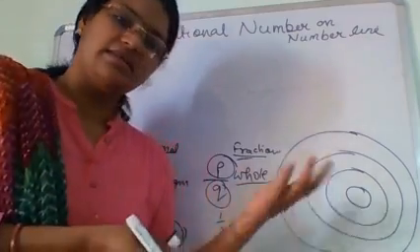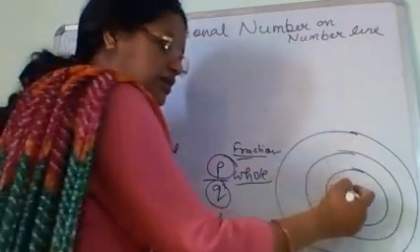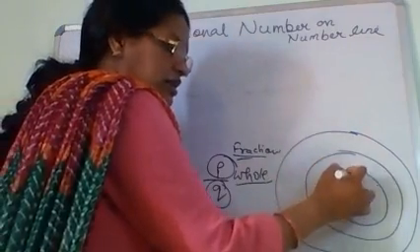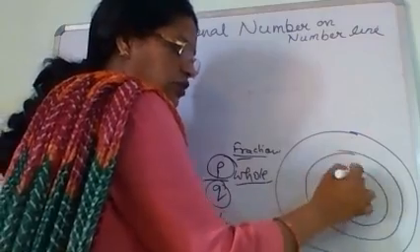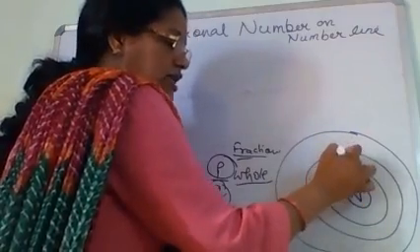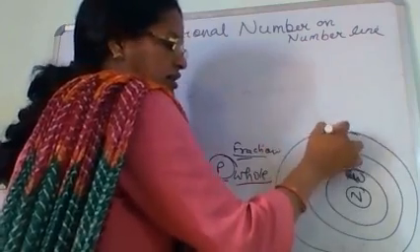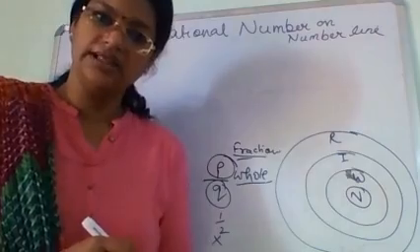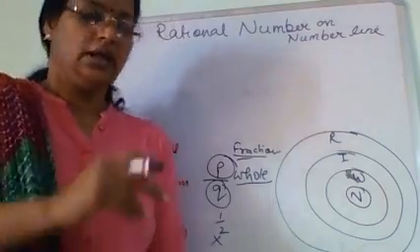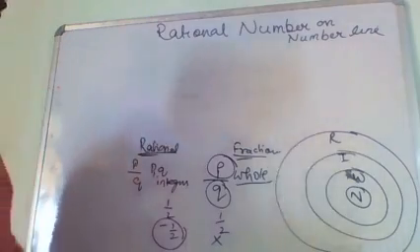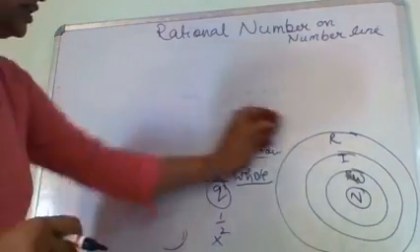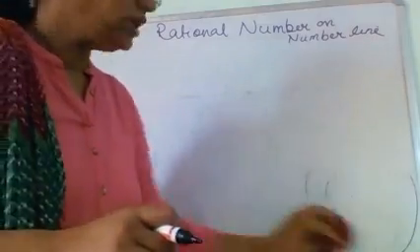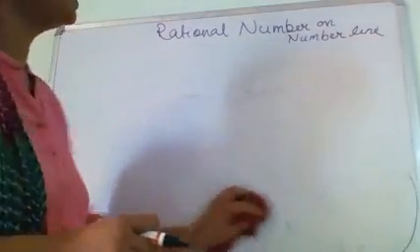And then this is the circle. The first ring is for the natural numbers. The second is for the whole numbers. The next is for your integers. And the next is for your rational numbers. Right? Now, today's topic. This was just the revision part of the previous video. Today's topic is to represent rational numbers on the number line.